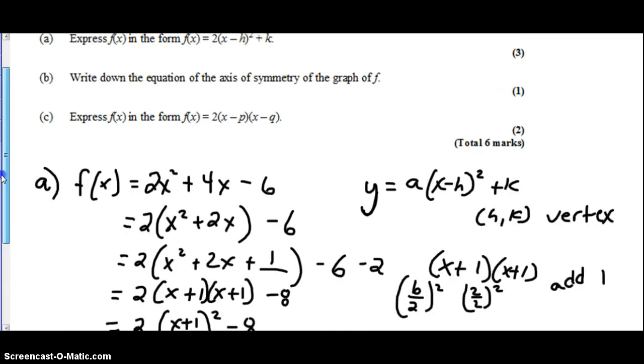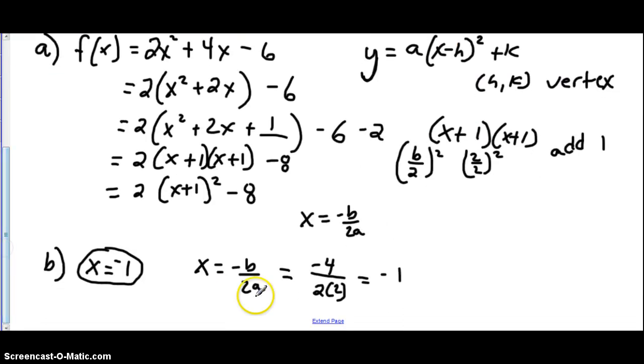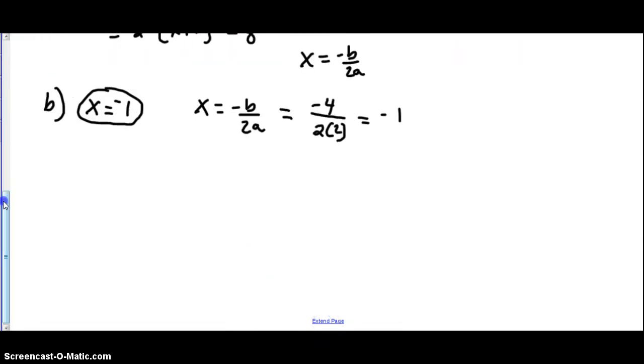For part C, they want us to express the function in the form of 2 times x minus p times x minus q. So here it has it in the solutions. You can solve for our solutions. There's several different ways to think about that. Using the quadratic formula, we can solve, or again using completing the square. And since we already did talk about completing the square, let's use that to solve for x.